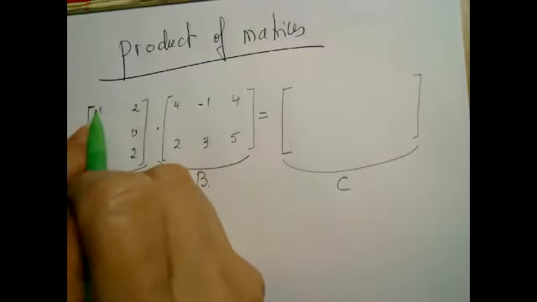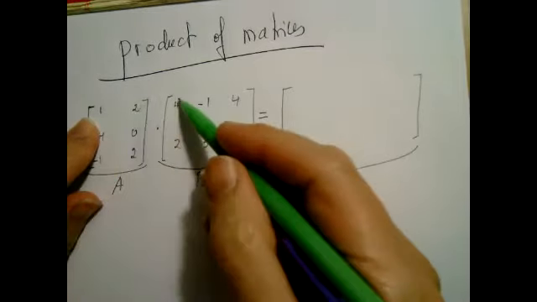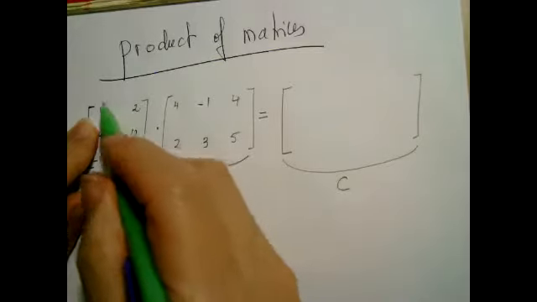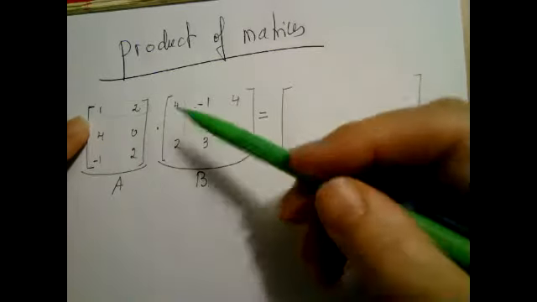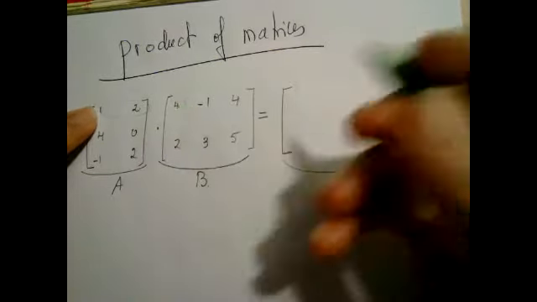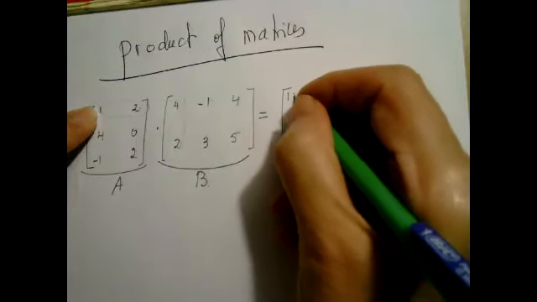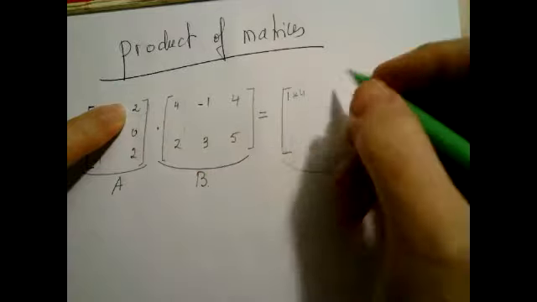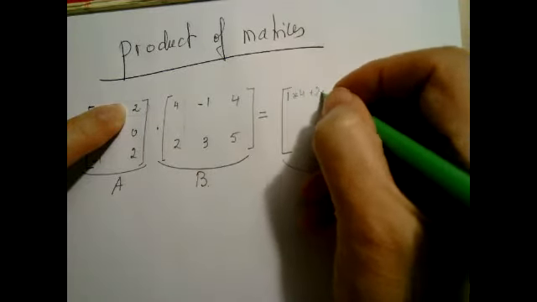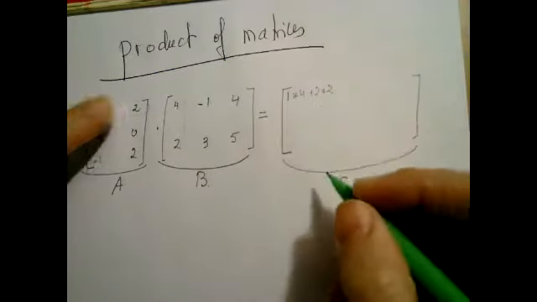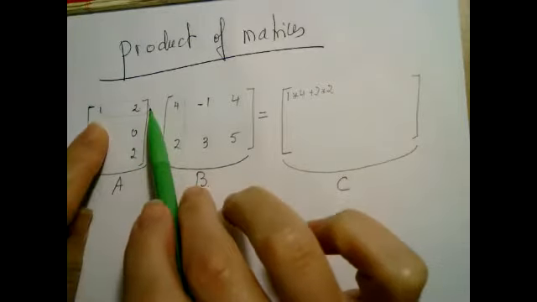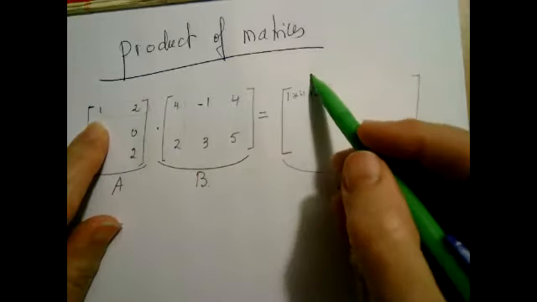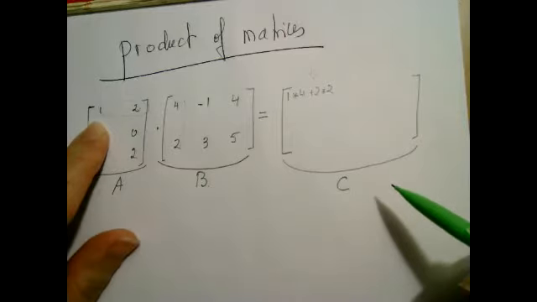We start with the first row of A and the first column of B. And we do the following. 1 times 4, row, column, plus 2 times 2. That will be my first term. First row, first column will give me the first term.